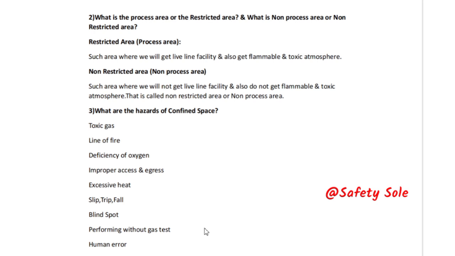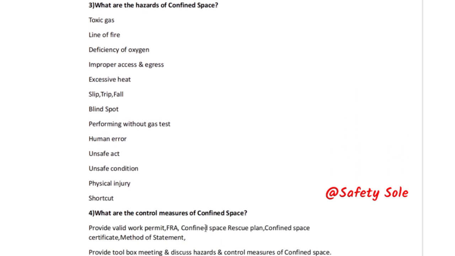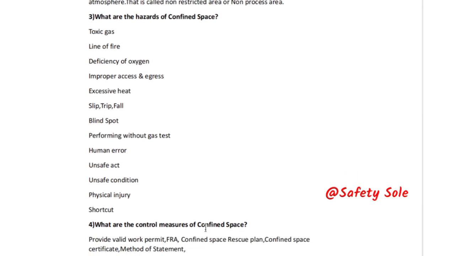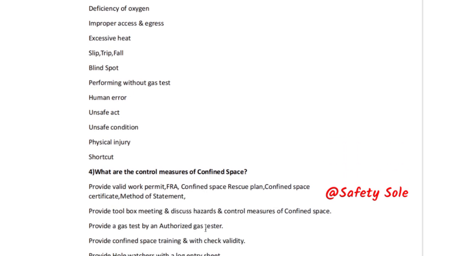Next, what are the hazards of confined space? Toxic gas, line of fire, deficiency of oxygen, improper access and egress, excessive heat, slip, trip, fall, blind spot, performing without gas test, human error, unsafe act, unsafe condition, physical injury, shortcut. All these are great examples of confined space hazards.